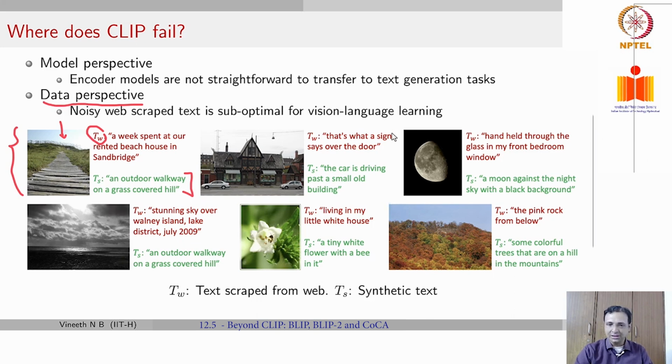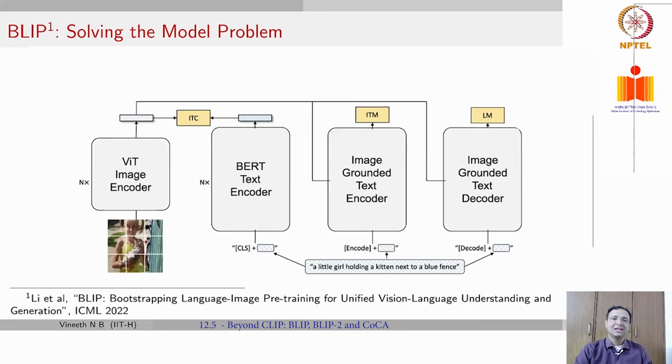And they show many other results here. Here is another one where, given this image, the web scraped text says, that's what a sign says over the door, whereas the text that's generated by their model says, the car is driving past a small old building. And there are a few other examples here that are fairly demonstrative of this issue. So what do we do is where BLIP comes into the picture.